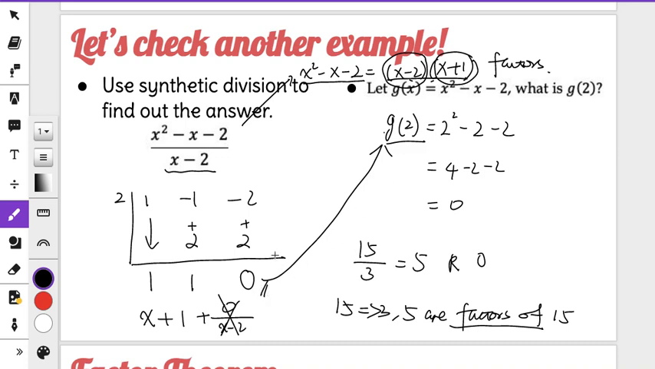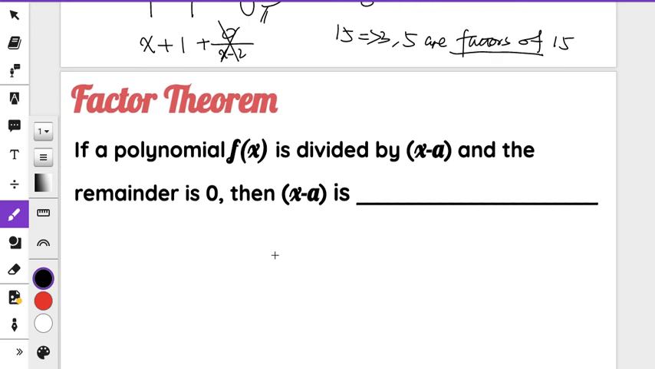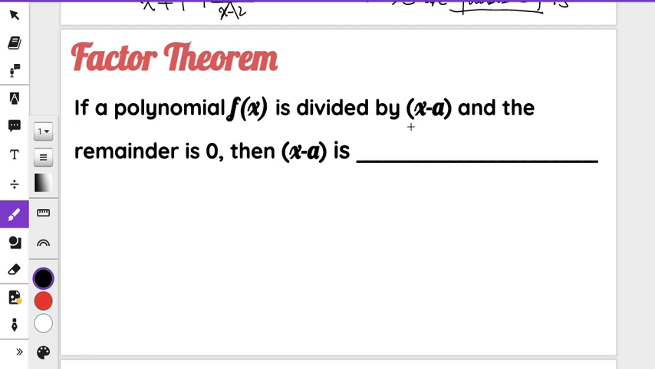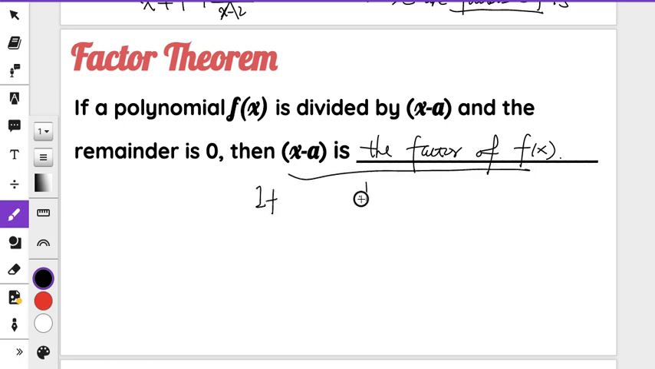This fact is called the factor theorem. The factor theorem tells us that if a polynomial f of x is divided by x minus a and the remainder is 0, then x minus a is called a factor of f of x. And the reverse is also true, which means if x minus a is a factor of f of x, then we can say f of a is 0. So if this is a factor, then f of a is 0, meaning the remainder is 0.